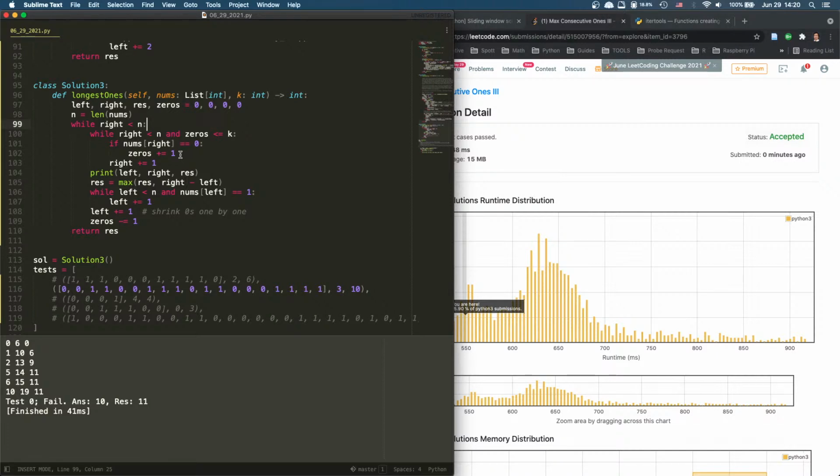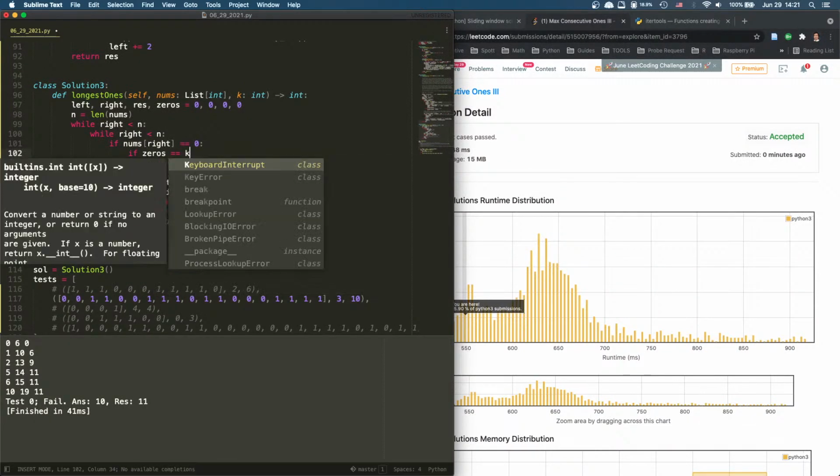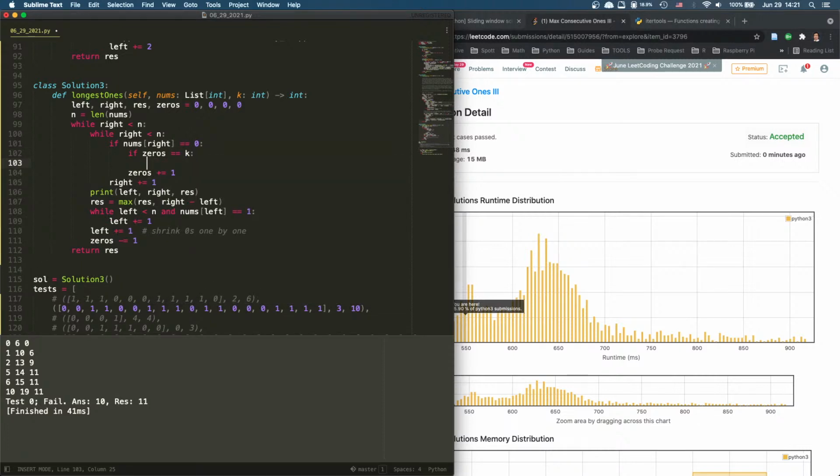I think we just change the break condition. 0 plus 1. If this is 0, and we already fulfill the number of zeros, then we break. Right? So if I don't do here, so if equals to 0, right? I say if zeros are already equal to k, then we break. Otherwise, we keep going.